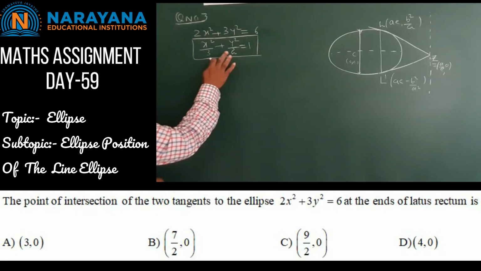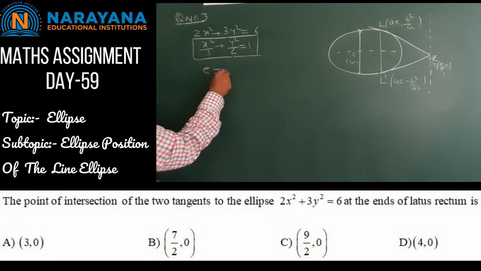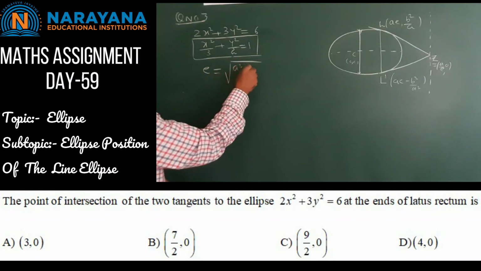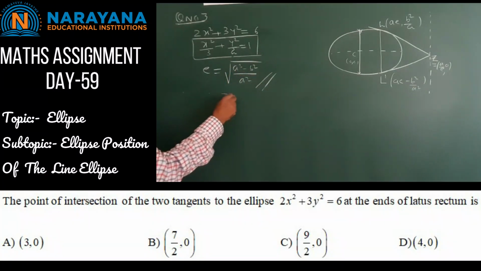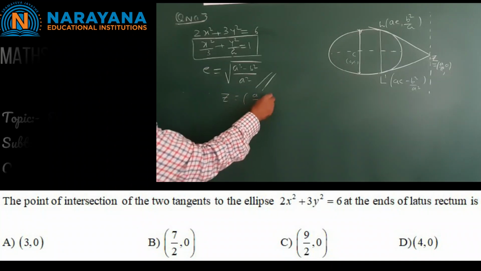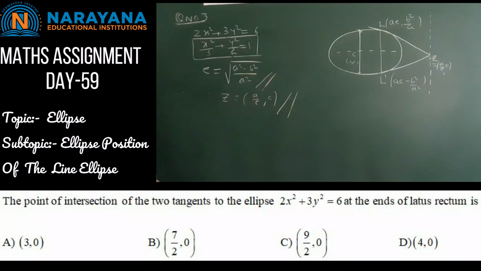Yes. Find out the vertex, find out e. e is nothing but square root of (a square minus b square) by a square. Find out e, that's it. Therefore, Z equals (a by e, 0) is the point of intersection. Substitute the values of a and e, and you get the required answer.